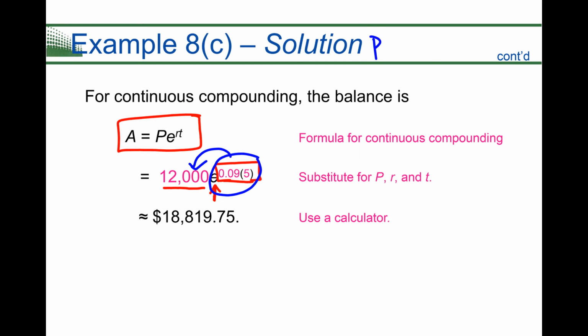And that's, please excuse my dear Aunt Sally, order of operations. You do your parentheses first, which would be this up here. Then your exponents. That's this circle here. And then you multiply or divide. So that's that multiplying by 12,000. Again, use your calculator, 18,819.75. So I hope this helps with your first section.